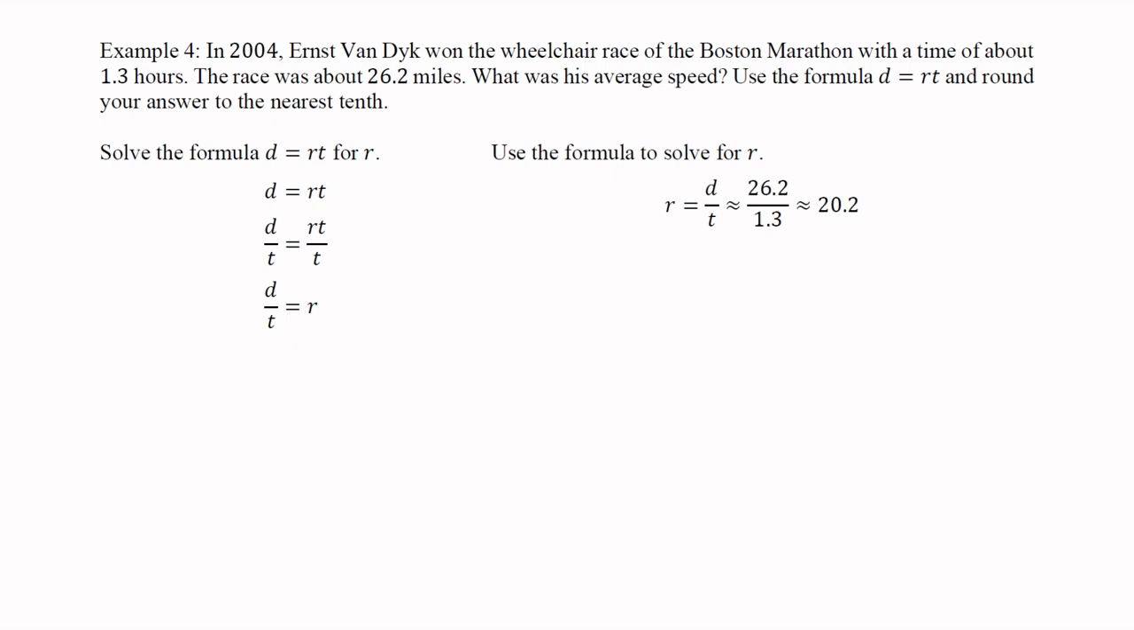By doing r equals d over t, we can put in what our distance was, which is 26.2 miles, and we can put in our time, which is 1.3 hours, and we end up with 20.2. And our units here would be in miles per hour. So Van Dijk's average speed was about 20.2 miles per hour.